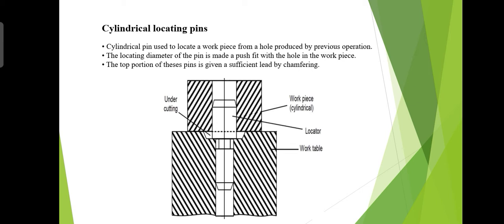Cylindrical locators are provided with shoulders so that the pin may not be pushed into the fixture by the work. A cylindrical pin is used to locate the workpiece from a hole produced by previous operations, and the locating diameter of the pin is made a push fit with the hole in the workpiece, and the top portion of the pin is given sufficient lead by chamfering. So this is the basic diagram of cylindrical locators and location pins.